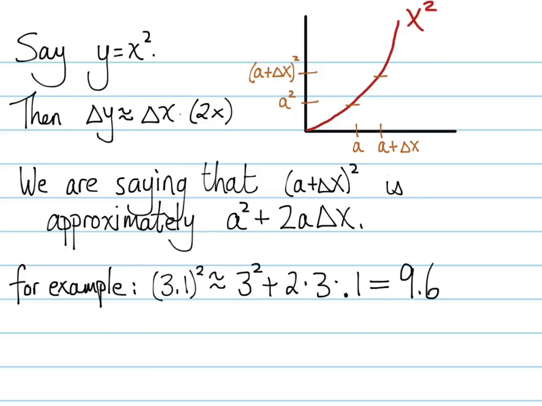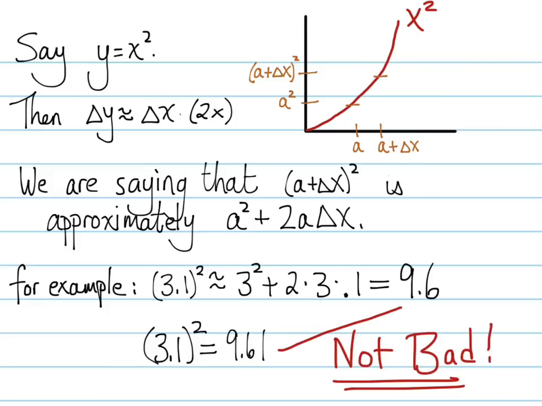As an example, instead of squaring 3.1, here we're going to let a be 3 and delta x be 0.1, right? Then 3.1 squared is approximately equal to 3 squared plus 2 times 3 times 0.1. And that's 9.6. And if you actually square 3.1, it's 9.61. Those are actually really close. We're only off by 1/100th. That's not bad.